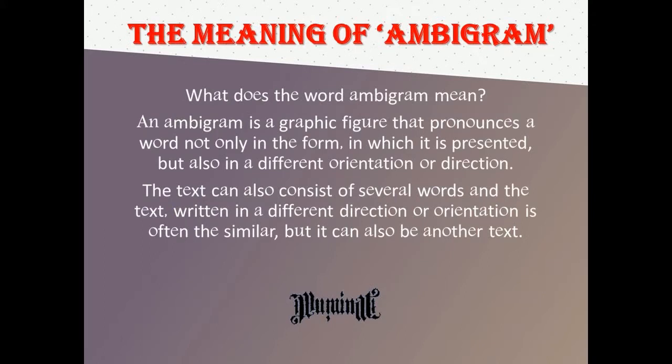What does the word ambigram mean? An ambigram is a graphic figure that pronounces a word not only in the form in which it is presented, but also in a different orientation or direction. The text can also consist of several words, and the text written in a different direction or orientation is often the same, but it can also be another text.